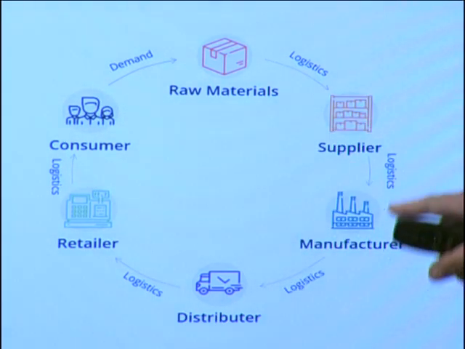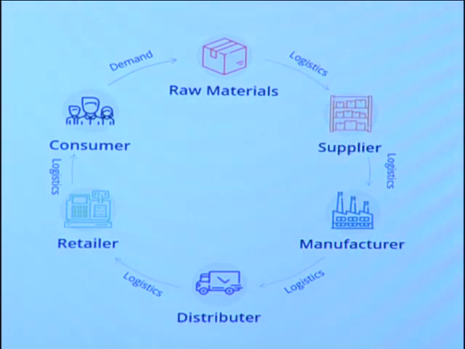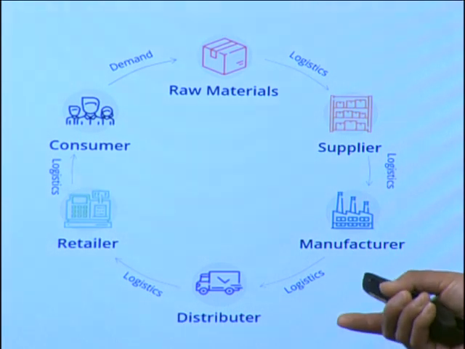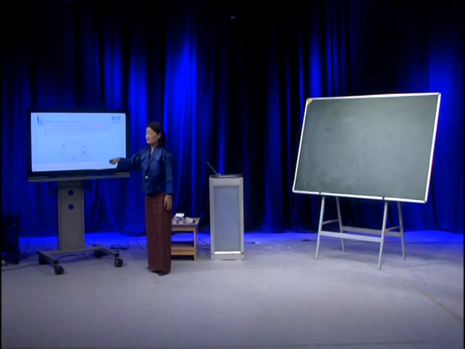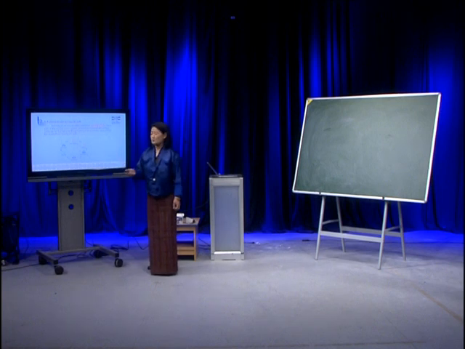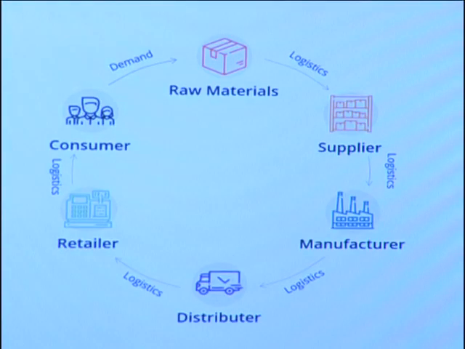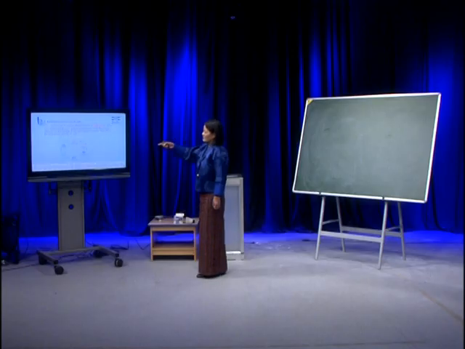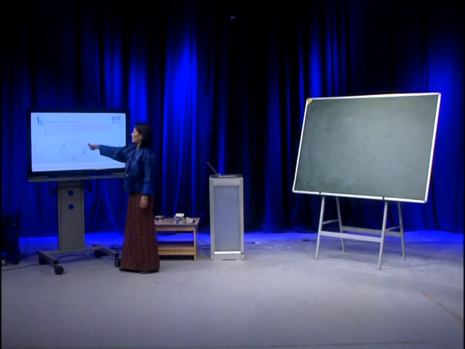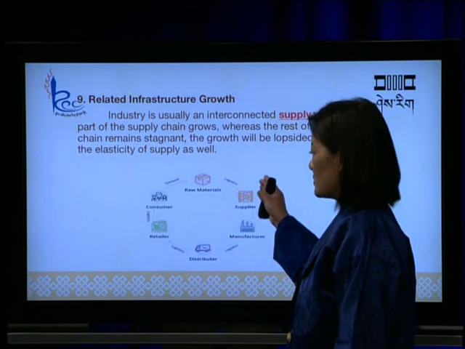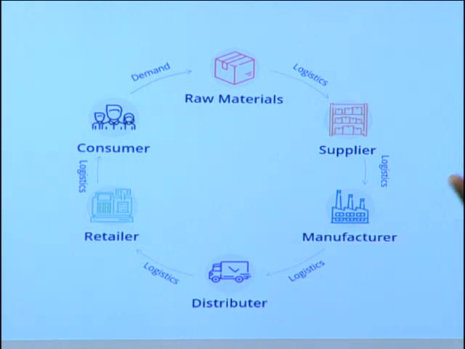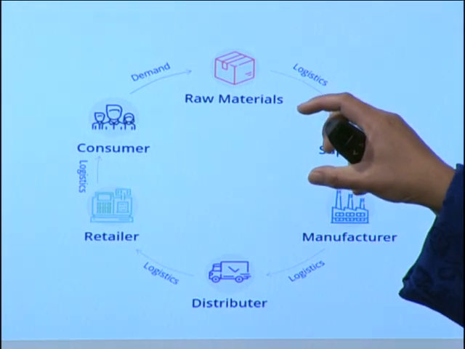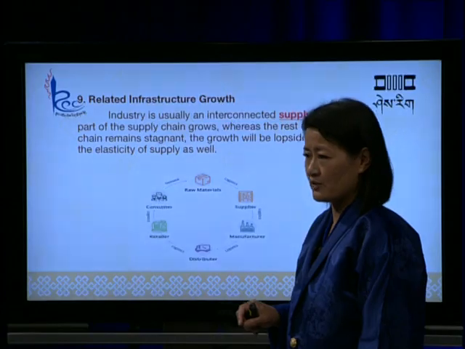So, you can see here this is a kind of network where it involves raw materials, activities, technologies that are involved in producing this particular commodity and then distributing it to the consumers. So, this is called a supply chain. Now, if you look at this supply chain here, if one part of the supply chain grows, the other remains stagnant, then the growth here is going to be lopsided. So, this is going to have its impact on the elasticity of supply.